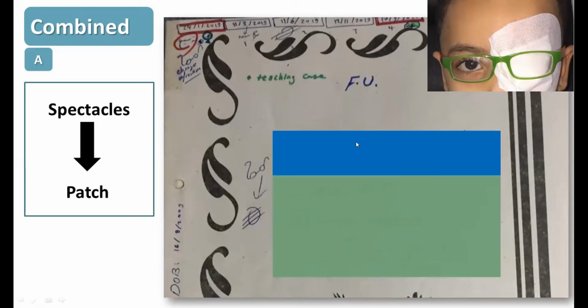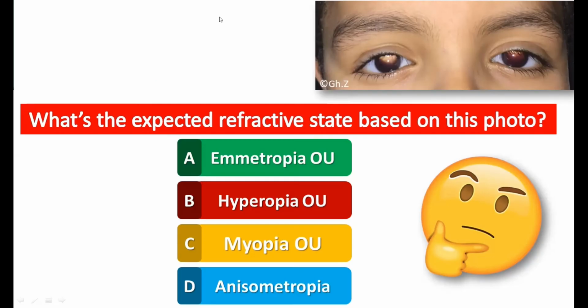And if you notice in this slide, this is the cover of his file. And see, sometimes I draw some symbols. So here, as you see, I drew spectacles, then an arrow, and then a patch. This means that the child was given spectacles, and during the follow-up, I added the patch. And here, this is the date for spectacles, and this is the date for the patch. So this is the same child.